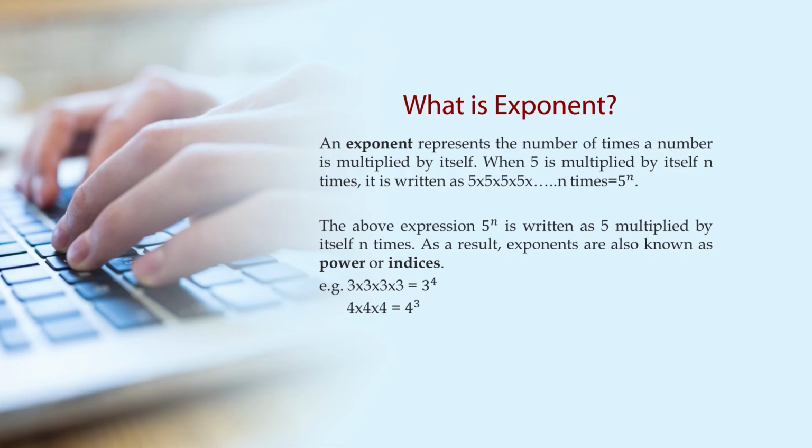Like if I say 3 into 3 into 3, up to 4 times, that is 3 to the power 4. Here 4 is the indices, or you can say exponent also. 4 into 4 into 4 is 4 to the power 3, where 3 is the indices or exponent. So, in general, when a number is multiplied by itself, the number of times is known as the exponent, power or indices.